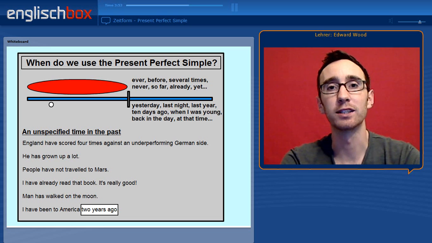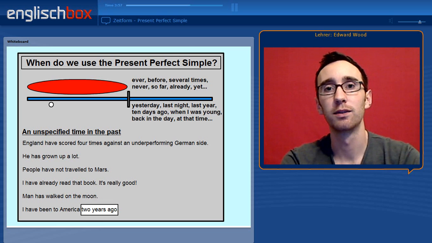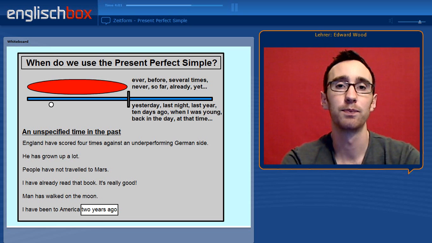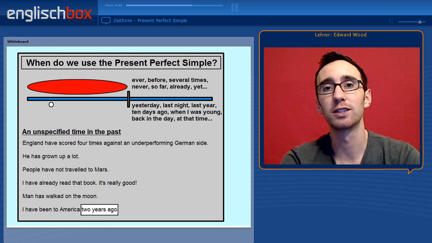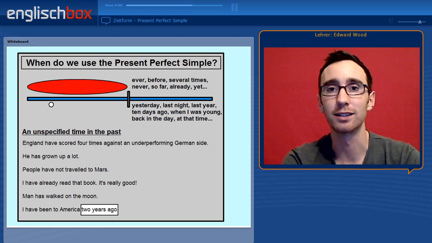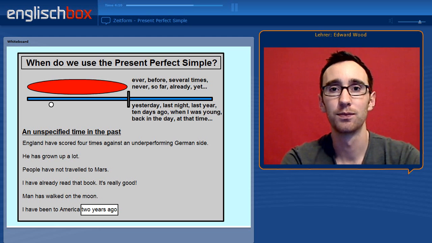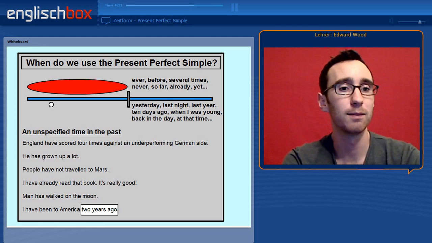So we use the present perfect simple to describe an action that is without a specified time in the past. We place the emphasis or the importance on the action itself and not when it happened. So we can look at some examples here.